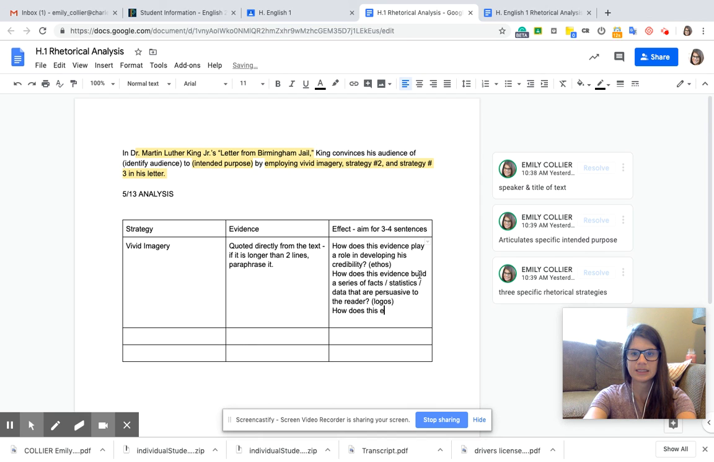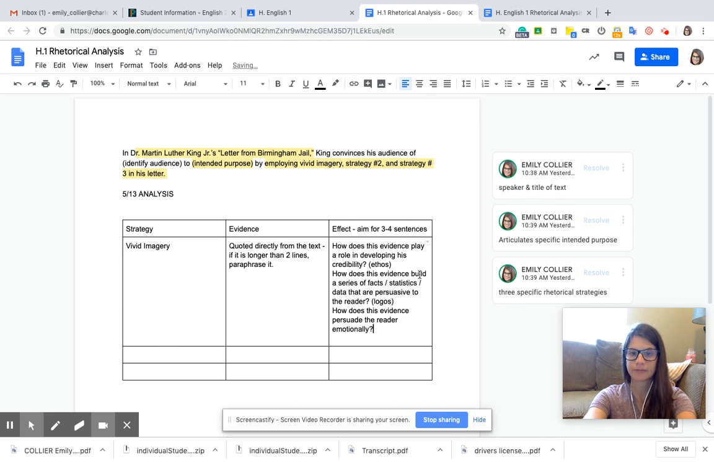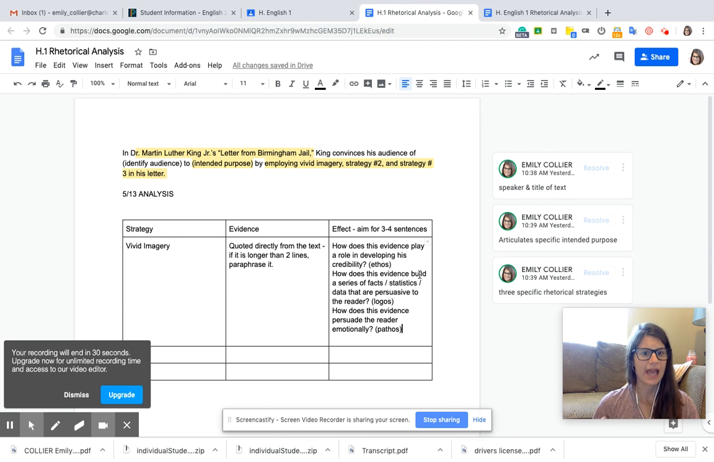How does this evidence persuade the reader emotionally, right? And that's pathos. So you might say this evidence makes the reader feel really sad, or makes the intended audience feel really sad and builds empathy. And I'm going to pause it there and do a part 2 in just a second.